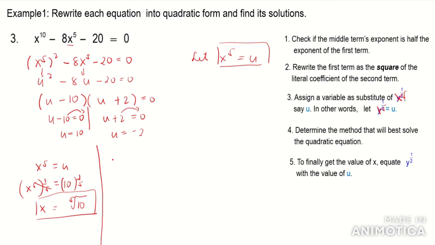Then we have here for u equals -2. So we have raise both sides to the reciprocal of 5, which is 1/5.